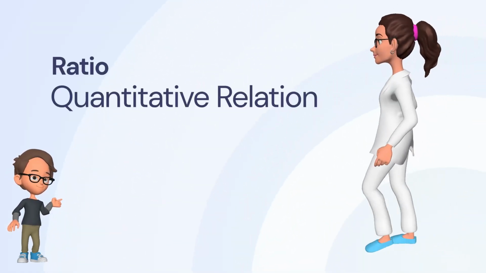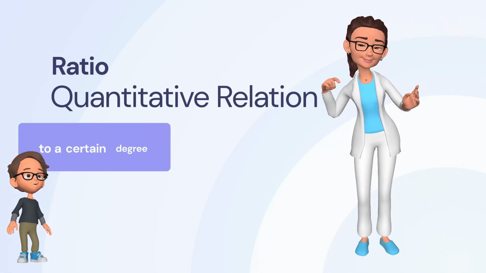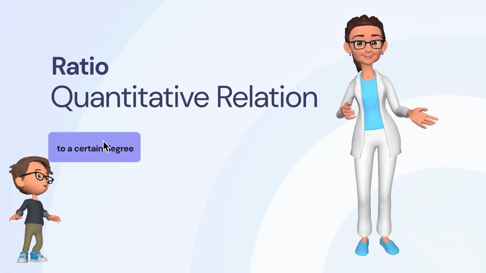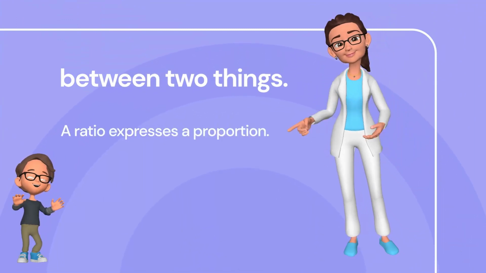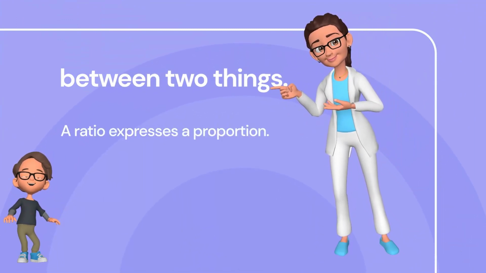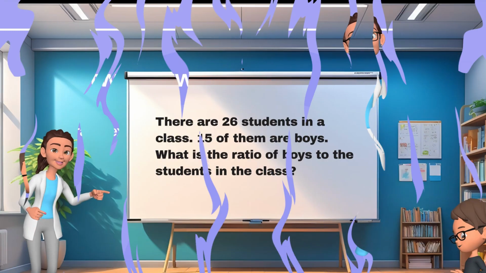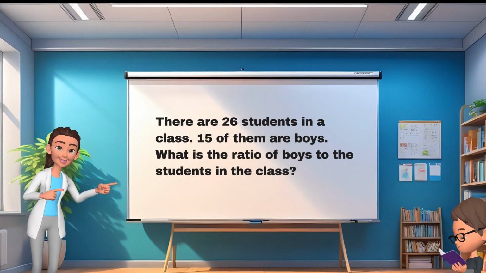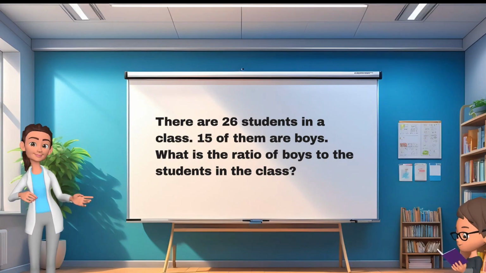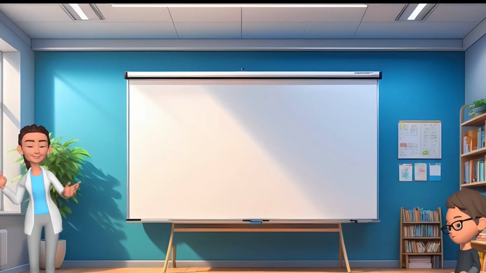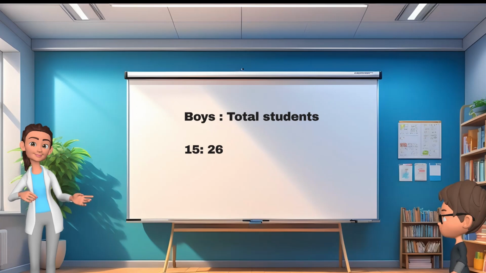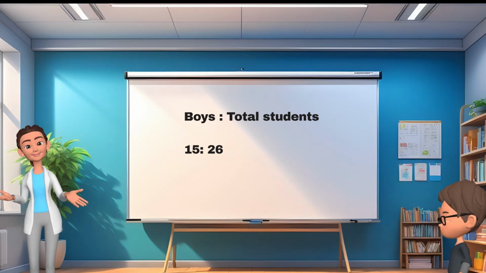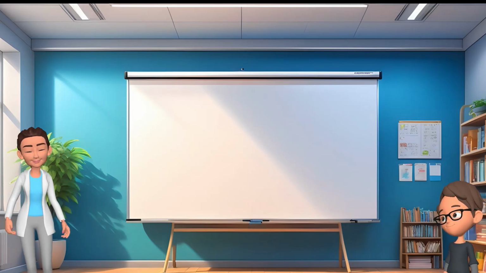A ratio is a relation between two things in terms of quantity. So, we can say that a ratio expresses a proportion. When we say ratio, we mention it as one thing to another thing. There are 26 students in a class. 15 of them are boys. What is the ratio of boys to the students in the class? We first write boys to total students in this way, and then write 15 to 26.